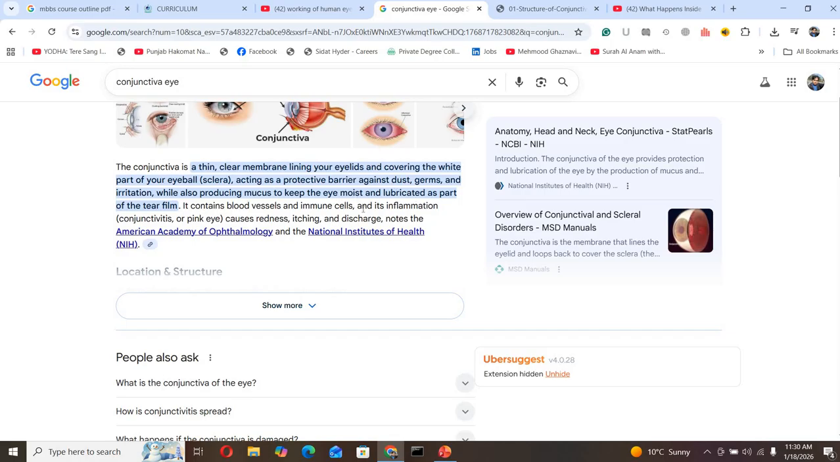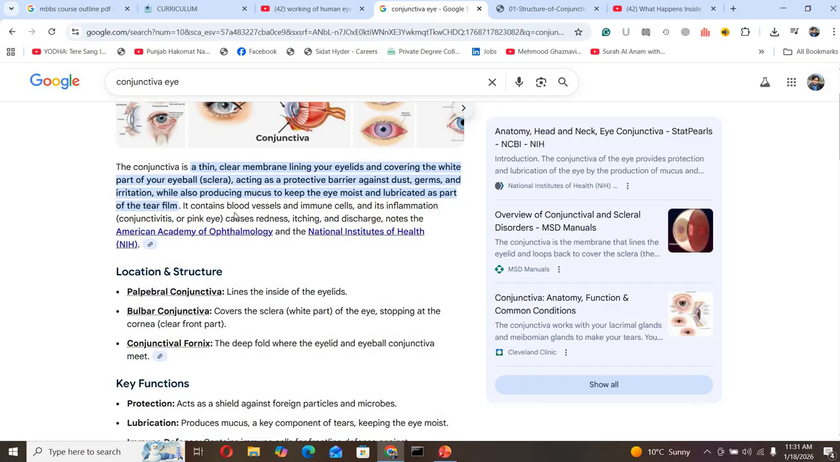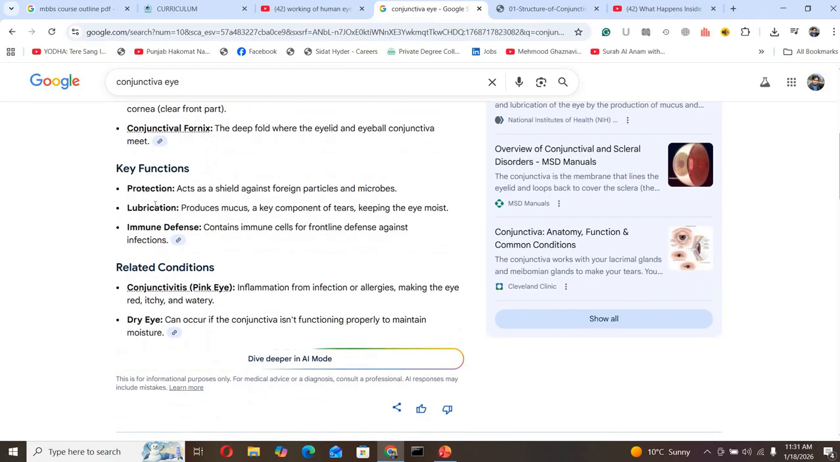It contains blood vessels and immune cells, and its inflammation causes redness, itching, discharge, and more. Its functions include protection, lubrication, and immune defense. Conjunctivitis is inflammation from infection or allergies, making the eye red, itchy, and watery.